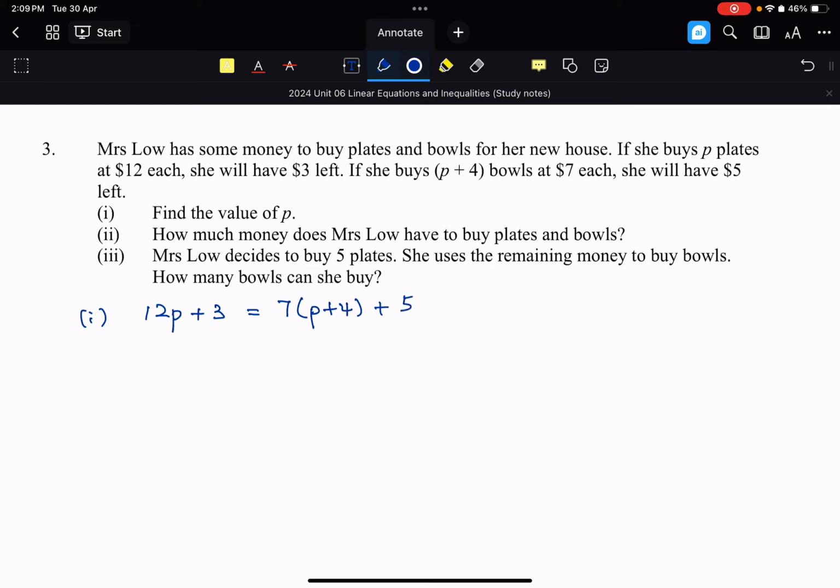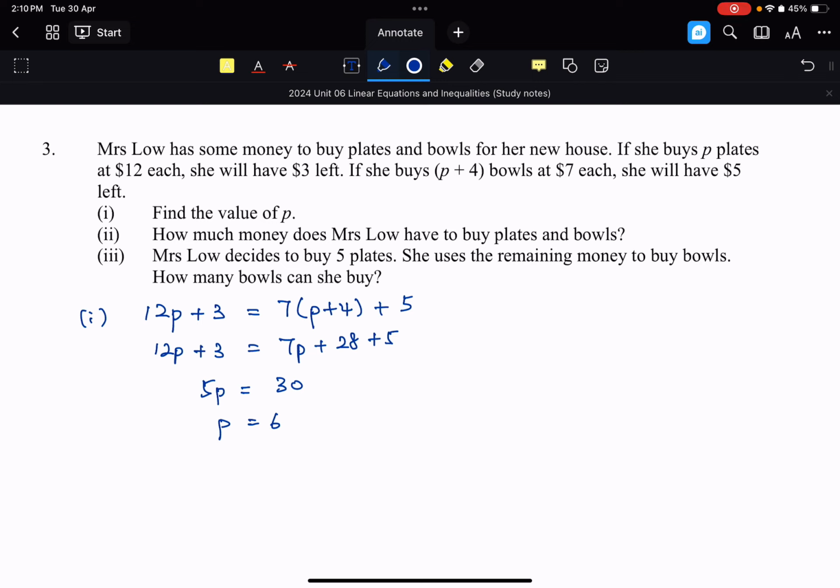If I simplify this, I will have 12P plus 3 equals to 7P plus 28 plus 5. That gives me 5P equals to 30. So P is equals to 6. So I found my value of P. Then after we can answer the questions.